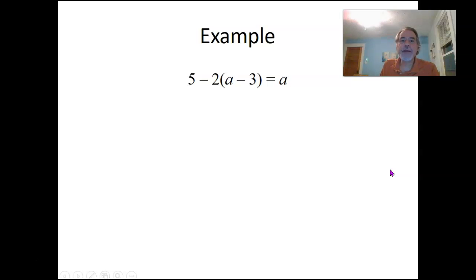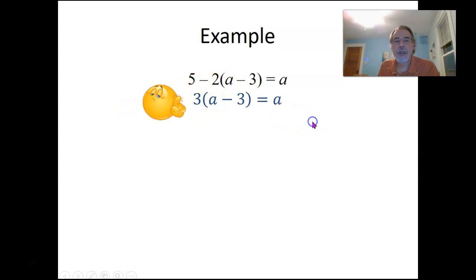How about this one? 5 minus 2 times a minus 3 equals a. So let's see. Can we go ahead and subtract here? 5 minus 2 is 3. Can't do that because the 2 here is being multiplied by the expression in the parentheses, a minus 3.